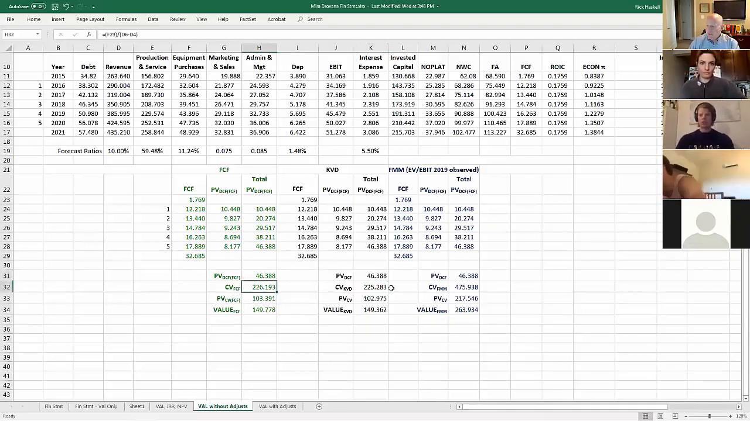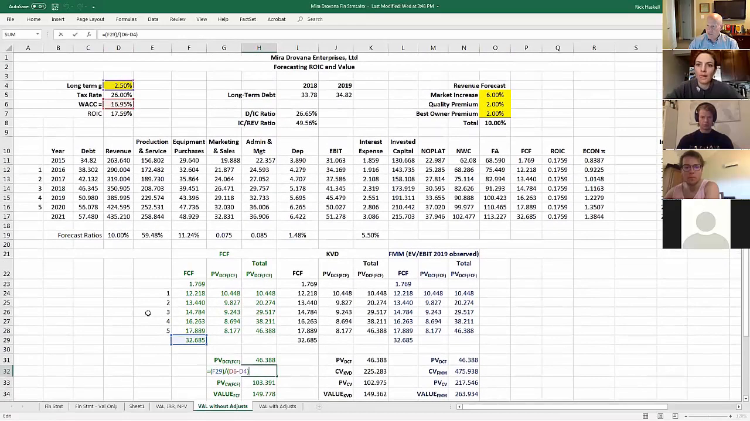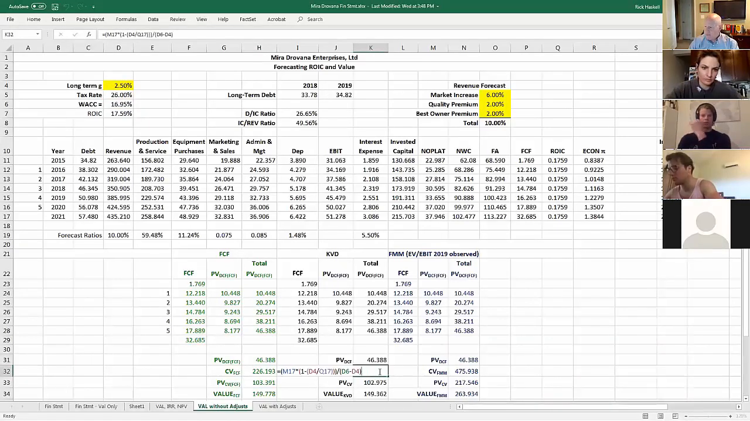The continuing values differ a little bit. This continuing value is simply taking the last cash flow and then dividing that by the discount rate minus the growth rate, exactly as you would expect. But here, this continuing value is more complex, and it's using that KVD continuation, where we use NOPLAT times 1 minus G divided by ROIC, and then we divide all of that by WACC minus G.